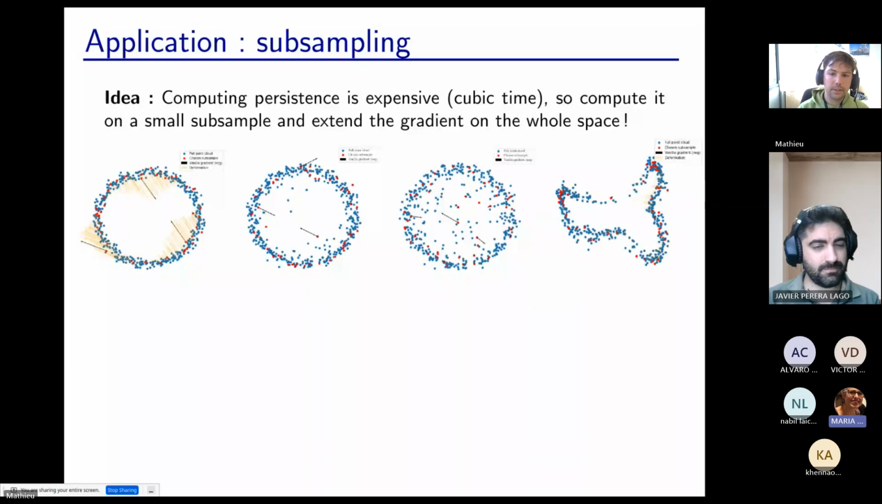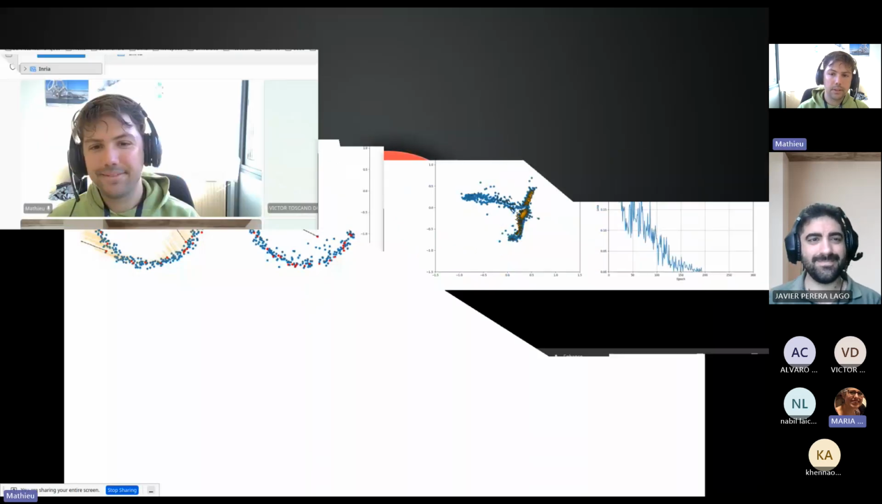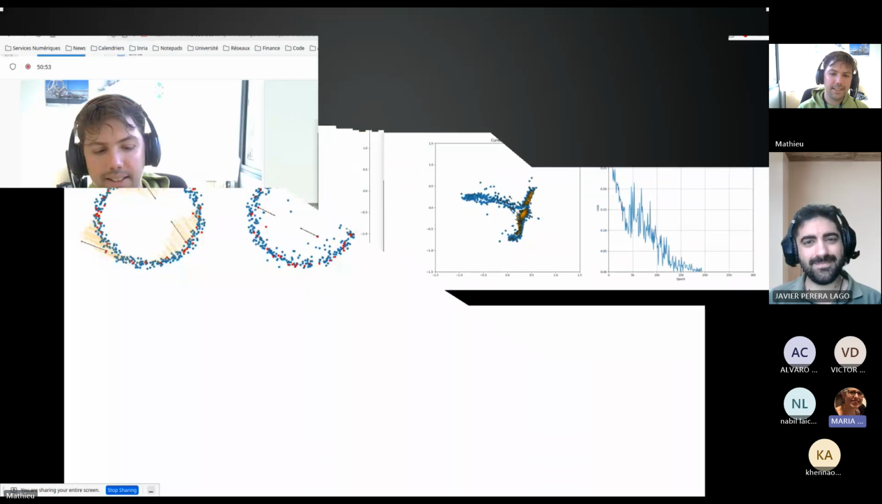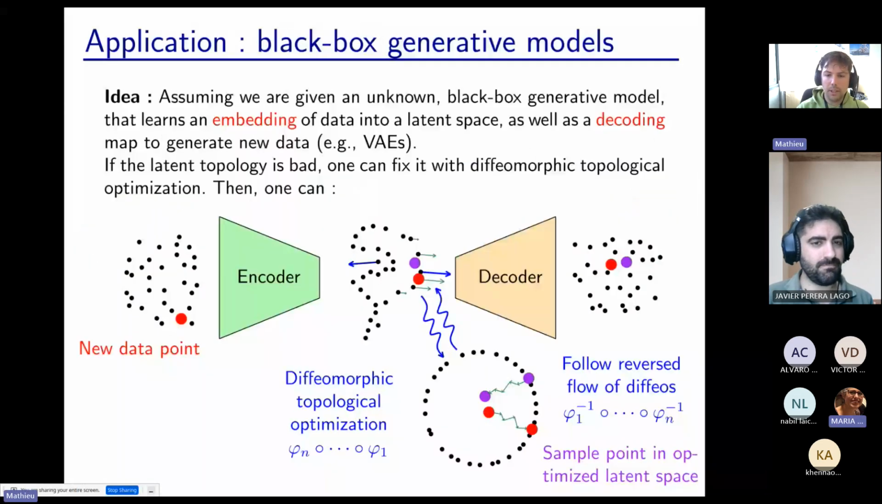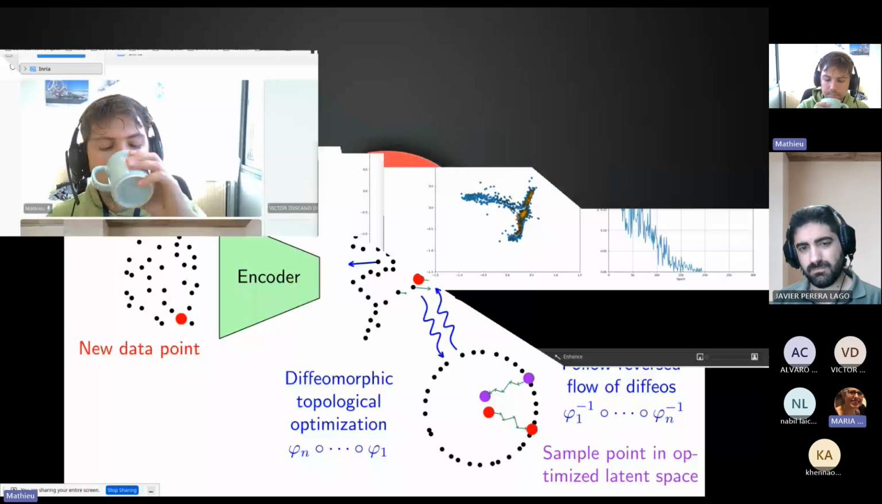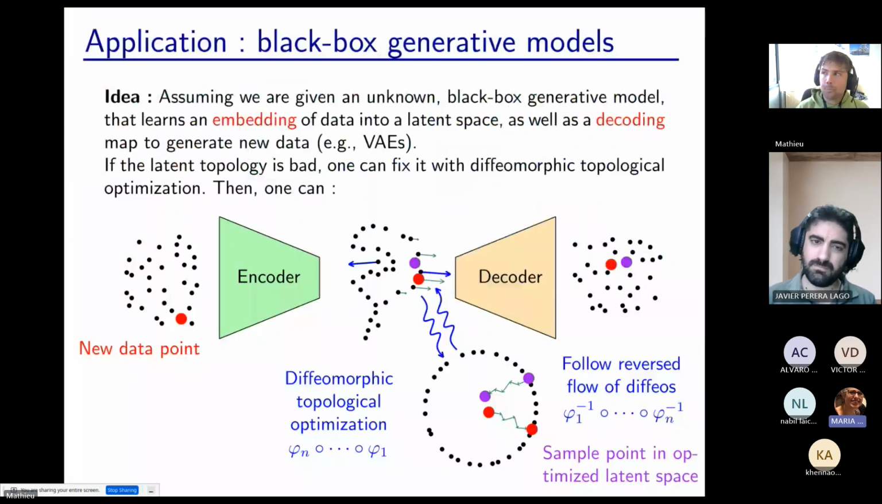Okay, another question. Sorry, this is the last one. You say in one of the last applications that if you know that the latent topology is bad, then you can correct it, right? Oh yeah, right here. Yeah. So how do you know? How do you check that the latent topology is bad? Do you compute the bottleneck distance or what?